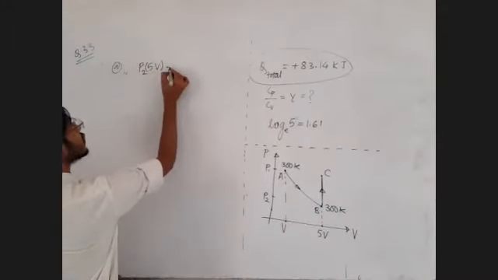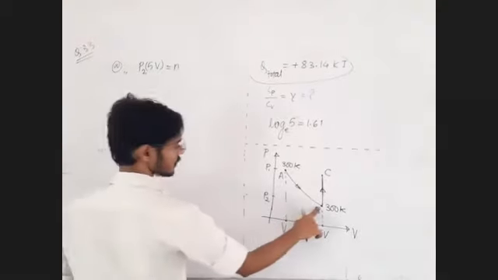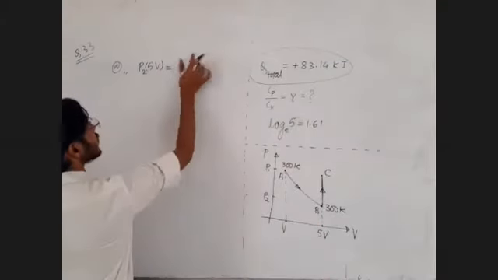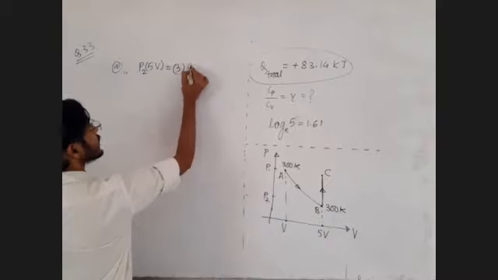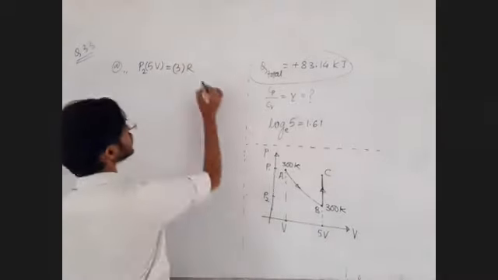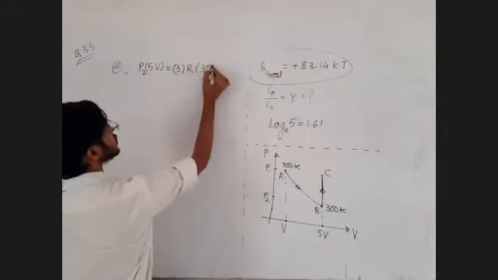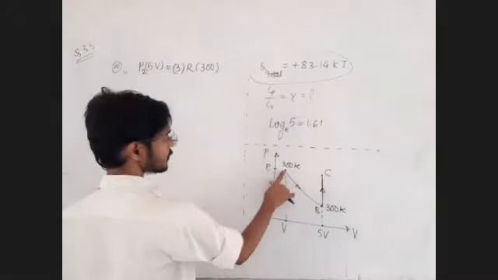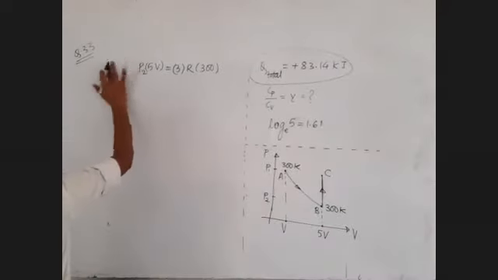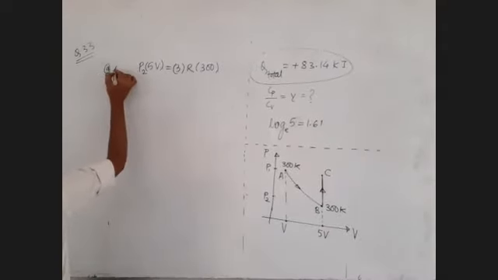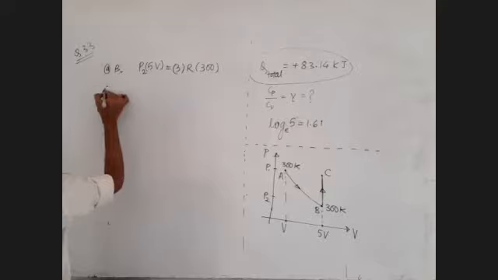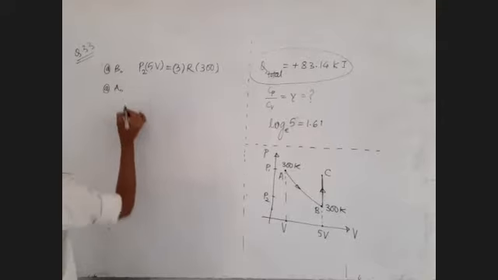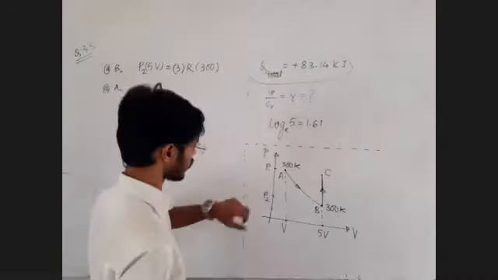PV is equal to nRT. N, number of moles, is 3. R is R. Temperature is 300 Kelvin. Okay, fine. Now at point A, write down PV equal to nRT.